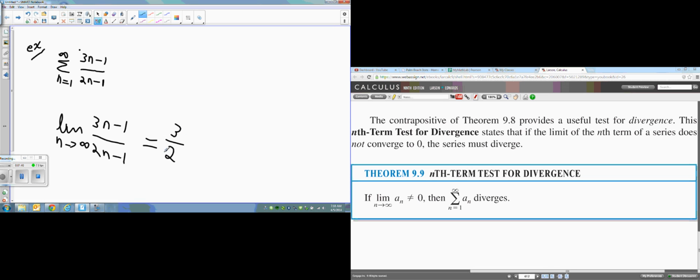And because this limit, 3/2, does not equal 0, the nth term test for divergence applies. As you can see over here, it says as long as the limit as n approaches infinity does not equal 0, then the series diverges. So over here I proved divergence. This series diverges.